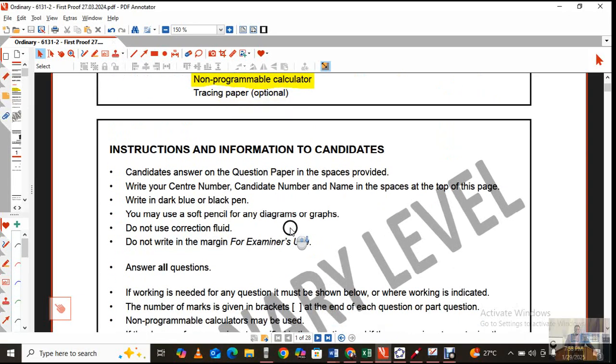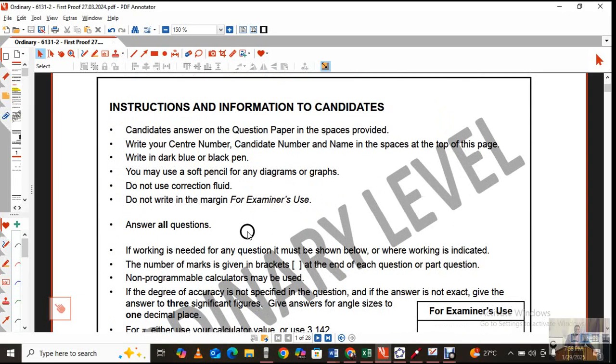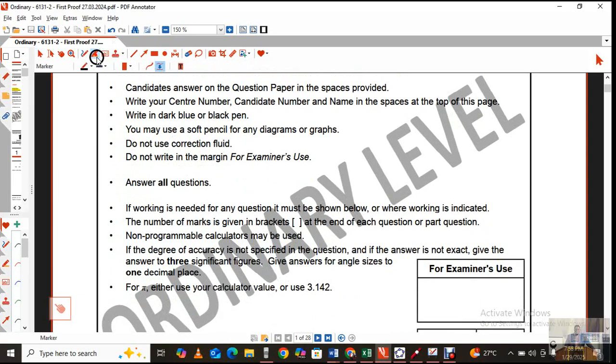Anyway, the instructions, you always have to make sure that you read your instructions. I believe the most important one here, all of them are important, is the one that deals with the degree of accuracy. For this particular paper, if the degree of accuracy is not specified in the question, and if the answer is not exact, remember an answer that is exact, even if it's a decimal, if the decimal terminates, if it stops, it's an exact answer.